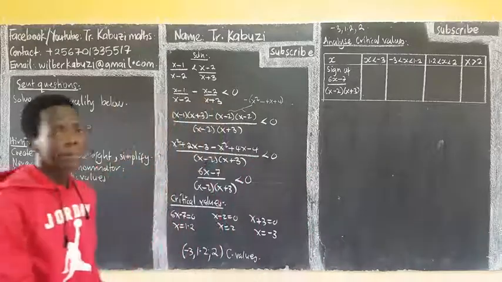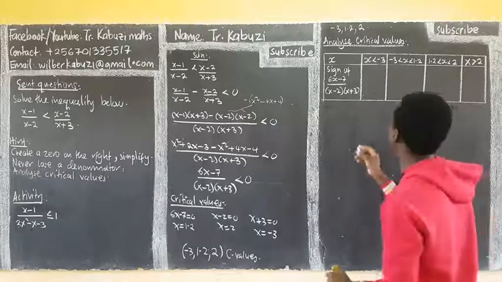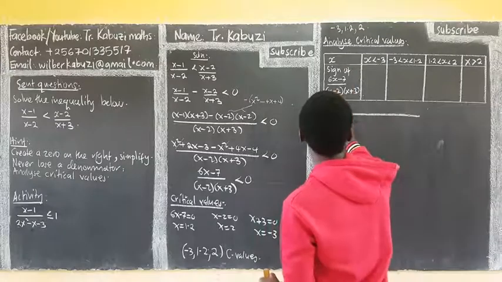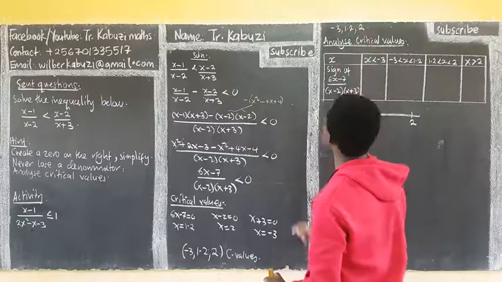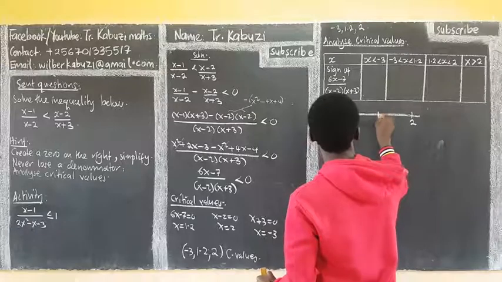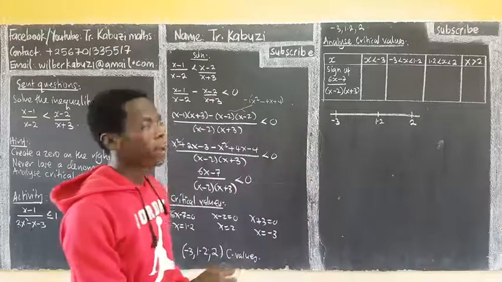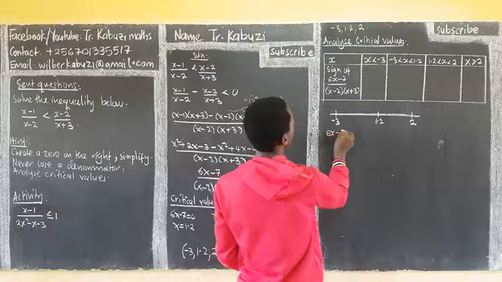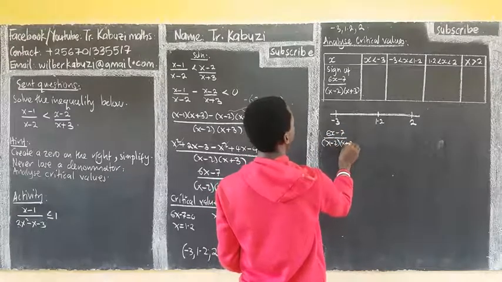As simple as that. Now to simplify life, you draw a simple number line like this that we are going to use. You see that the smallest is negative 3, the biggest is 2, and in between these two you have 1.2. So that is the case. So what are you going to do? This is the expression I'm going to use: 6x minus 7 over (x minus 2) times (x plus 3).